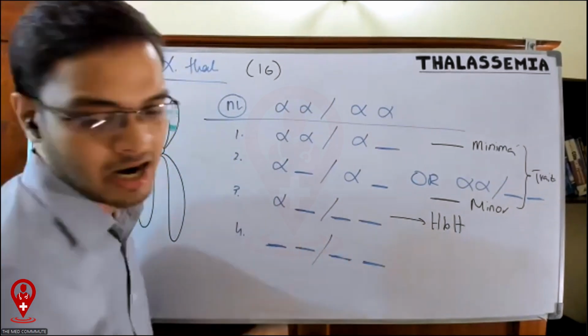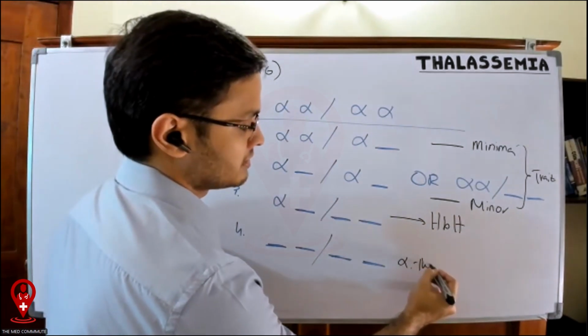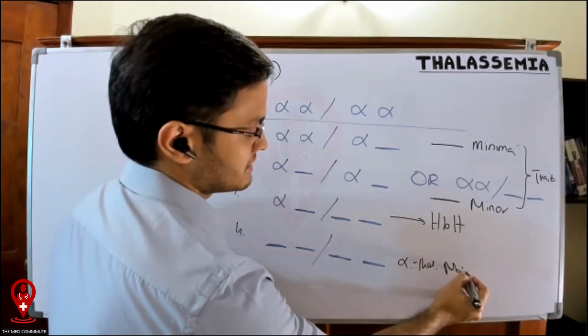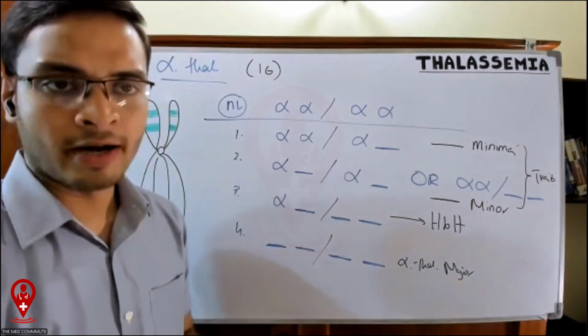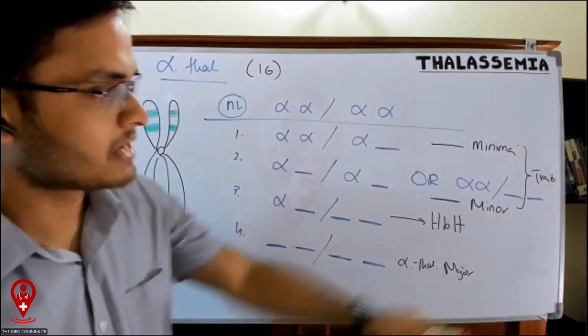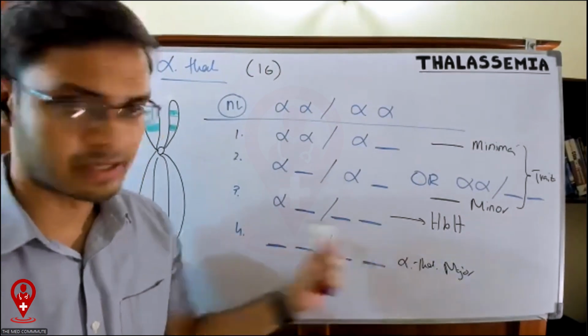And if four are deleted, right? This is our alpha thalassemia major. Alpha thalassemia major, right? We also call this Bart's disease. I will come to that. Just leave that, right? So these are the main types of thalassemia. We have trait, HBH, and thalassemia major. Right? Now you all know the gene deletions as well.